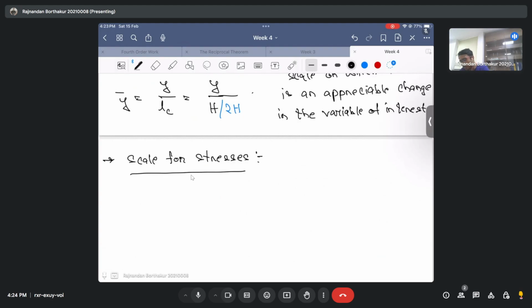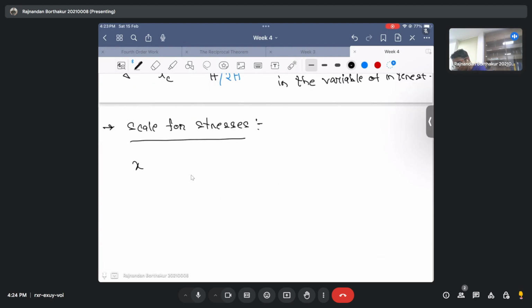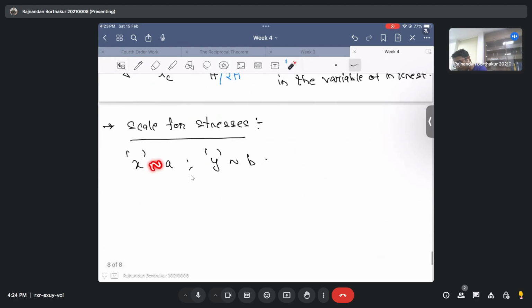Okay, but before that you must try to understand one thing. If I have a dimensional quantity x, and my x scales as a, and I have a quantity y, and y scales as b, this symbol means that x is not exactly equal to a, but similar to a, that is, the value of x is of the same order as the value of a. That is something that you can infer. Then, if x scales as a and y scales as b, dy by dx will essentially scale as b by a. This is something that you need to realize.